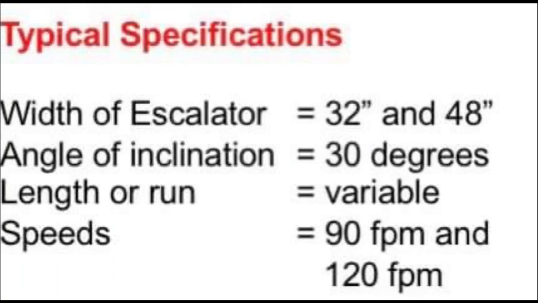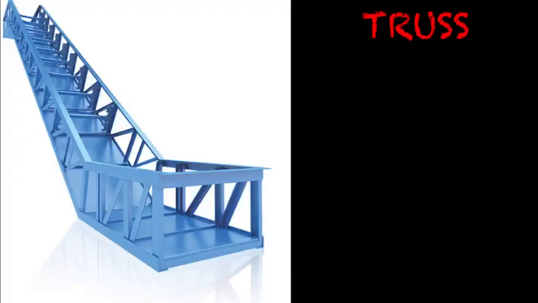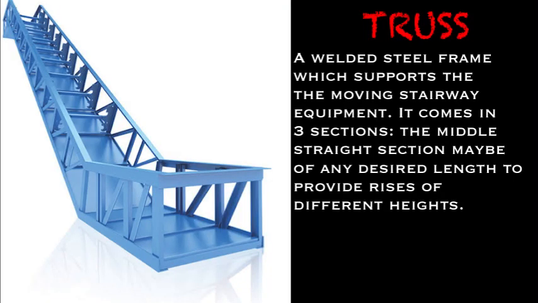These are the typical specifications of an escalator. Parts of an escalator installation. Truss, a welded steel frame which supports the moving stairway equipment. It comes in three sections: the upper landing section, the midsection or middle section, and the lower landing section. The middle section may be of any desired length to provide rises of different heights.